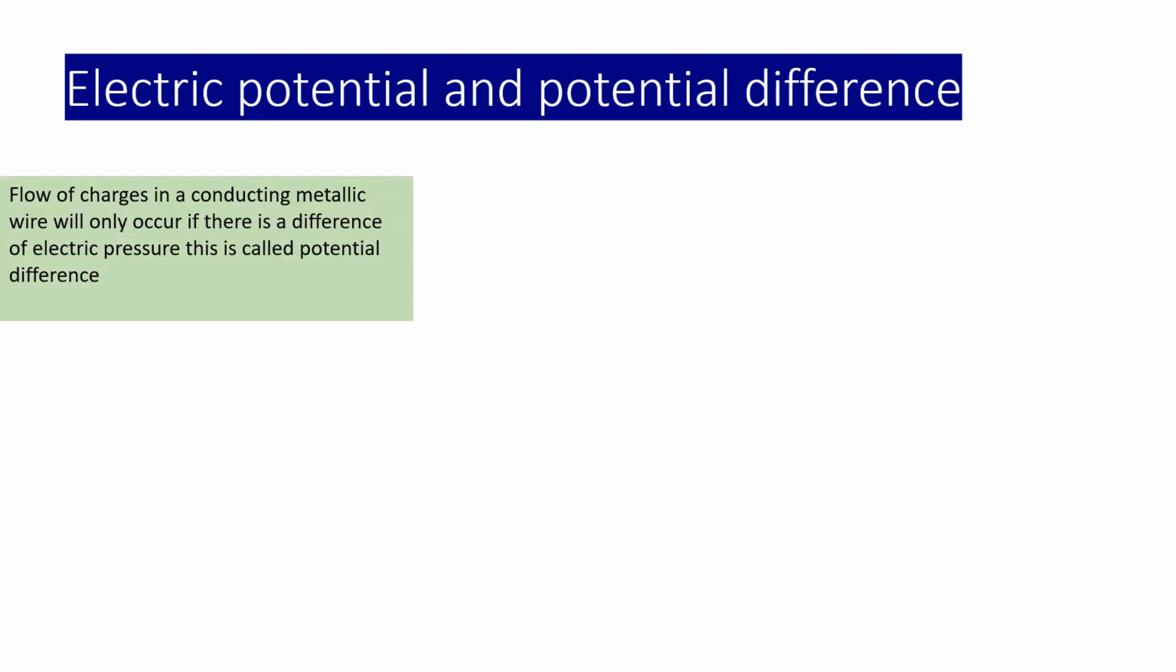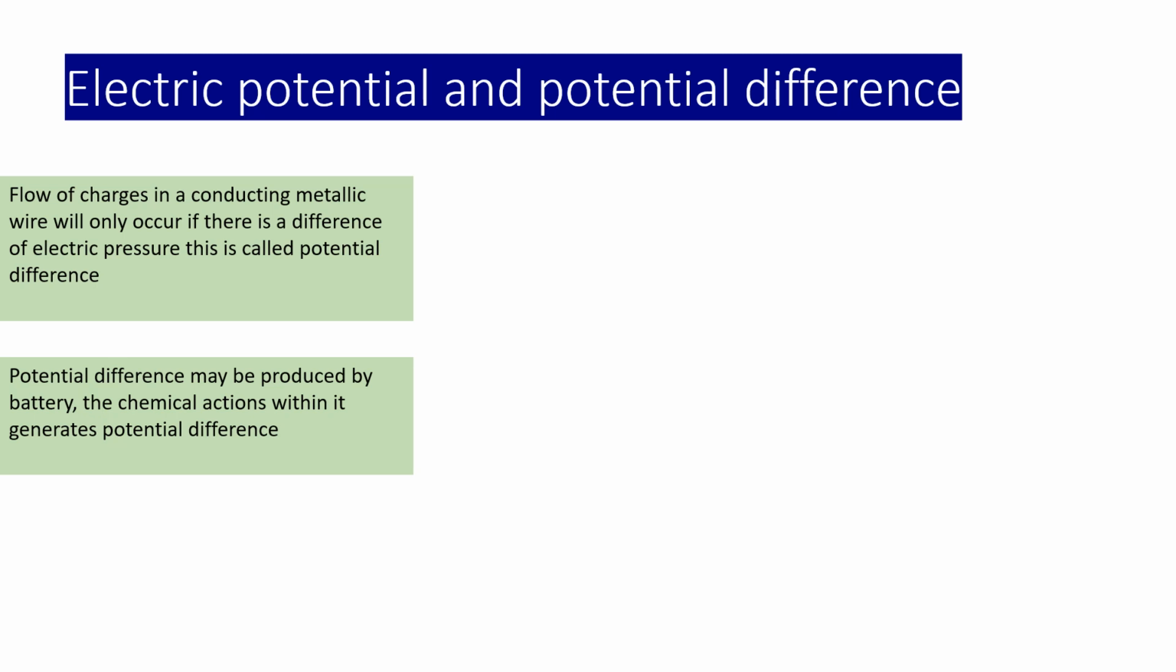Let us discuss electric potential and potential difference. As we all know, electric current is a flow of charges within a particular time period. To make these charges flow from one direction to another, there should be a condition. That's the difference of electric pressure. That means the positive and negative charges should be there, and there should be a difference. This is simply called potential difference.